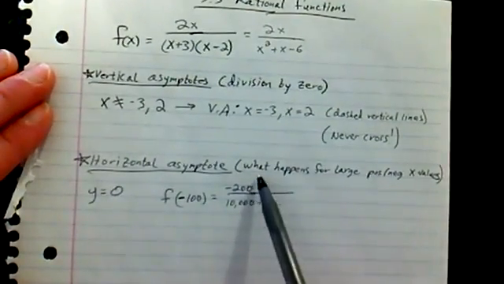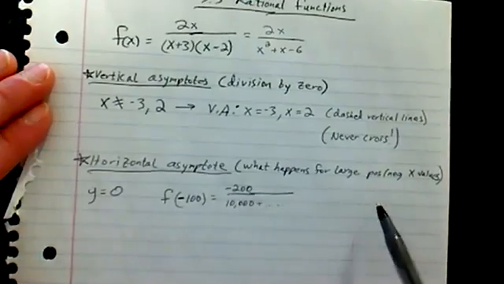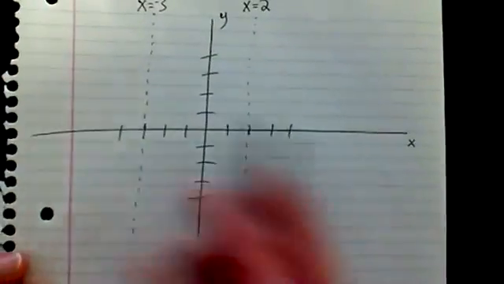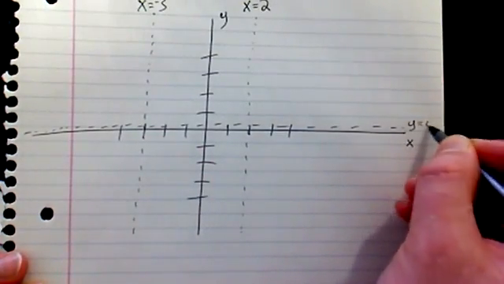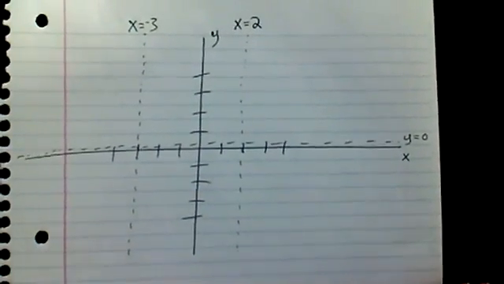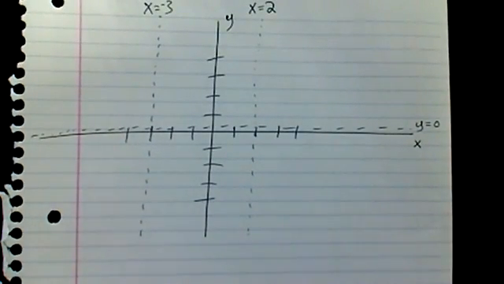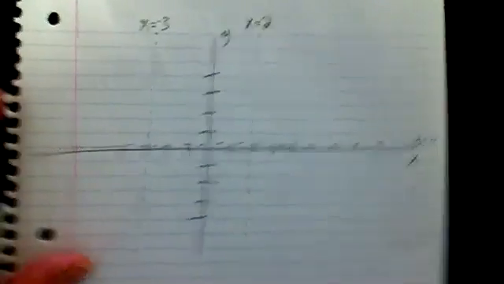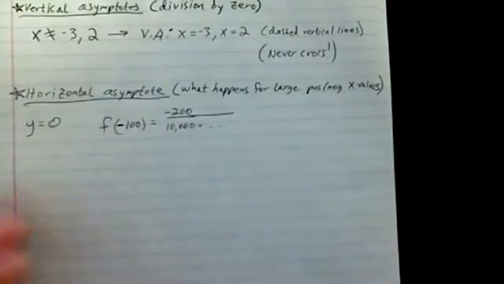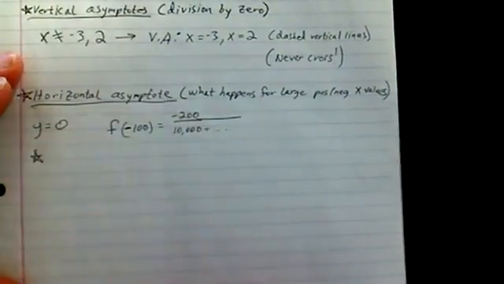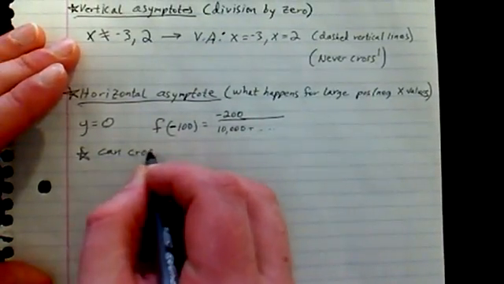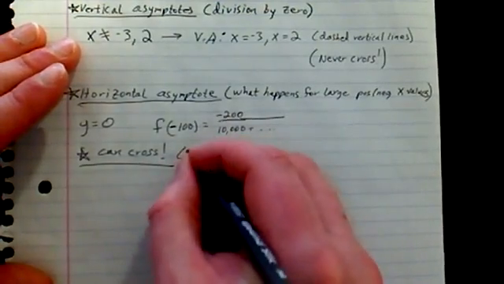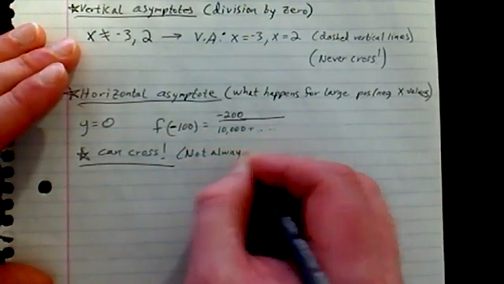So the horizontal asymptote is telling us what's happening in the long run. What I mean is, as we go out really far to the left and really far to the right, our graph is getting closer and closer to y equal to 0. Now, one thing that's different between this and the vertical asymptote is that we can cross the horizontal asymptote. Not always, but sometimes we do.